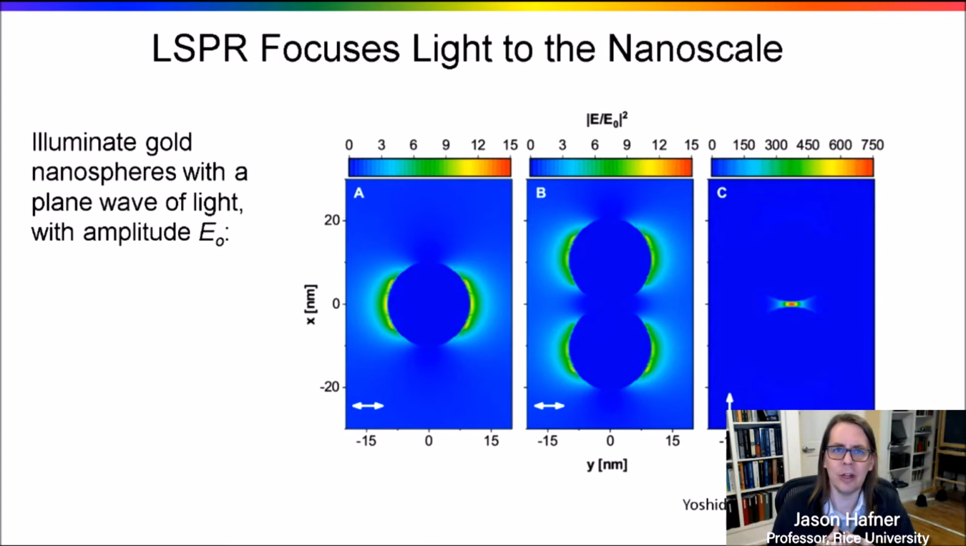This is just sort of the simple example of one sphere and two spheres. But this is the key, the beginning of the key of how we're going to use this to start to study biomembrane structure, is that we can now get the light focused down to a few nanometer scale. All right, so let's look at the next slide.